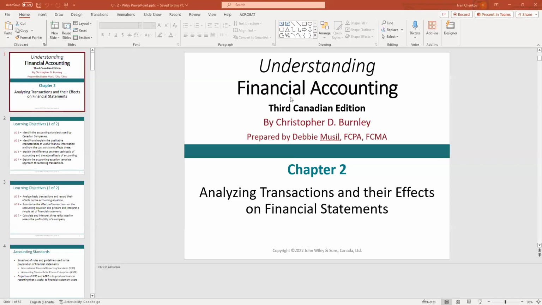Now for chapter 2, since we already know what type of company we can have, what kind of reports we're preparing for the companies, and how often we're preparing those reports, we can start talking about analyzing the transactions that happened in the company and their effect on the financial statements.